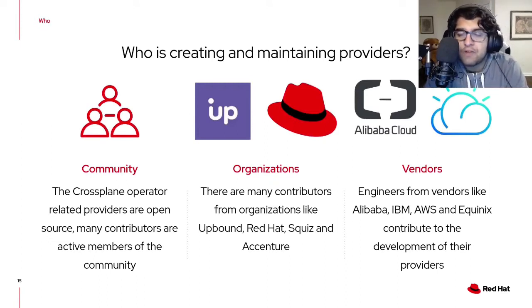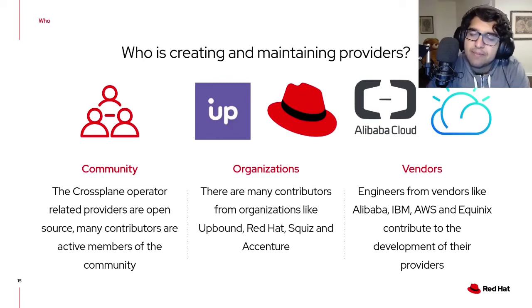So from the vendor side, there's engineers from organizations like Alibaba, IBM, AWS, and Equinix that contribute to the development of their respective providers. There's also contributors and engineers from organizations like Upbound, Red Hat, Squiz, and Accenture that are contributing to the active development and maintenance of providers. And lastly, with any open source project, there's a lot of developers in the open source community who contribute code back to providers and the main Crossplane project.